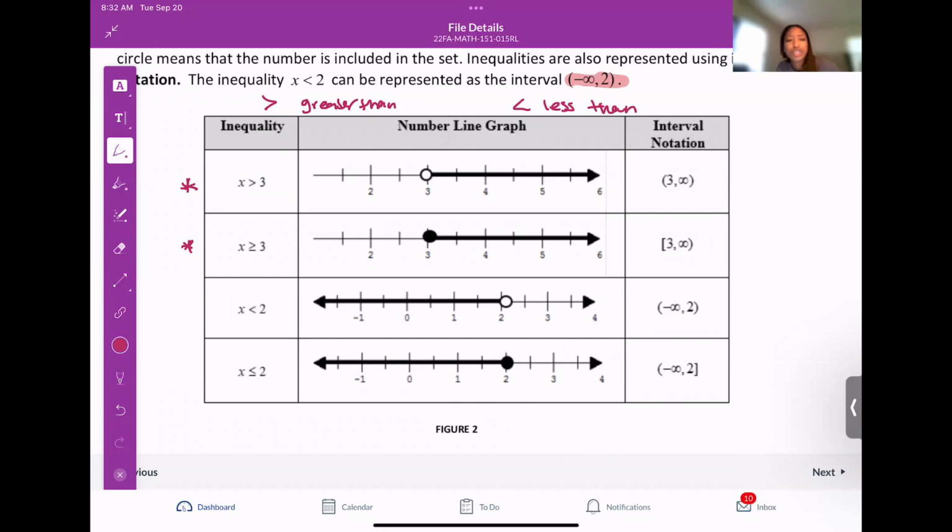X is less than 2, we just saw above. For x is less than or equal to 2, the only difference is we're including the 2 now. So we fill in the circle above the 2, and we put a bracket around the 2.